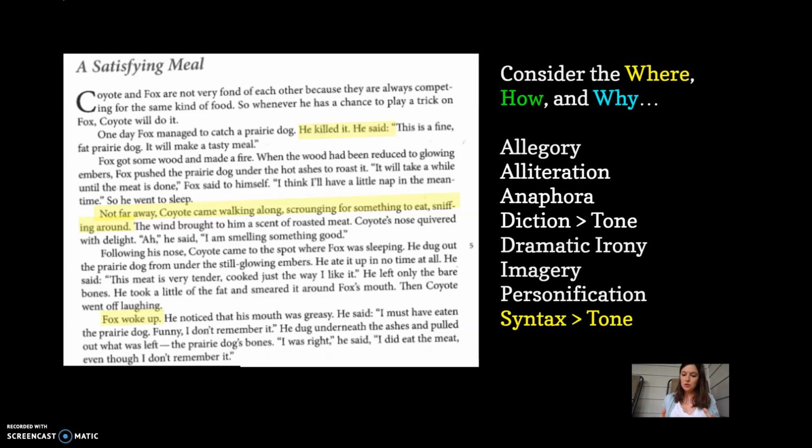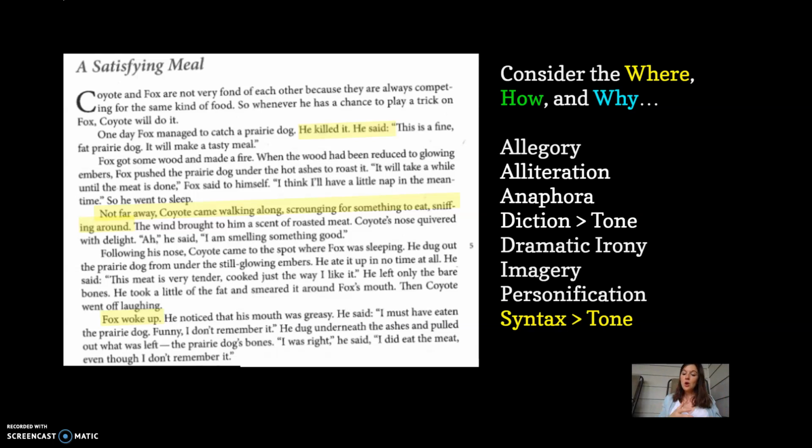They don't want to confuse their readers, or in this case it was usually an audience listening. They don't want to confuse their audience, they want to inform their audience, and so they're making this very accessible through simple syntax. Now there are some more complex sentences such as "not far away, coyote came along scrounging for something to eat, sniffing around," and we see that there's a building of image upon image in this sentence. However, those types of sentences are going to be much more rare because the speaker doesn't want to overwhelm their audience.